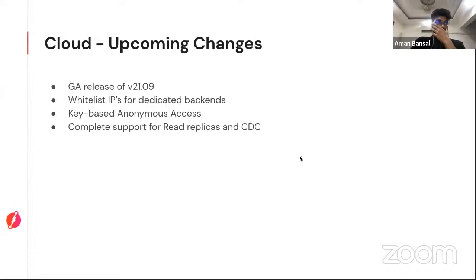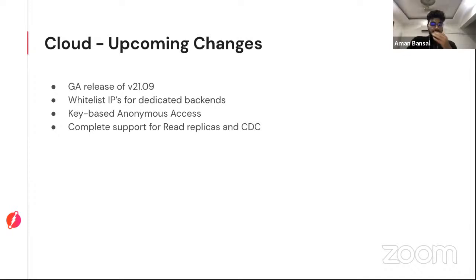So, upcoming changes. The major priority for Dgraph in the coming months is first the GA release of 21.09 so that all our customers will be utilizing the features that we have built in the past couple of months. All the query performance improvements and everything, we want that to reach you as soon as possible. So that's the first priority we have.